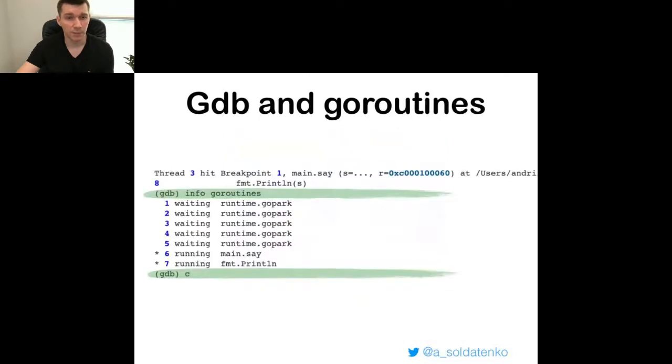With GDB you can also print the goroutines which you're running. You can see which goroutine is running and which is waiting. If you change function, you can see the updates. So it's more or less the same as what you can do in Delve, but Delve is, in my opinion, more user-friendly.